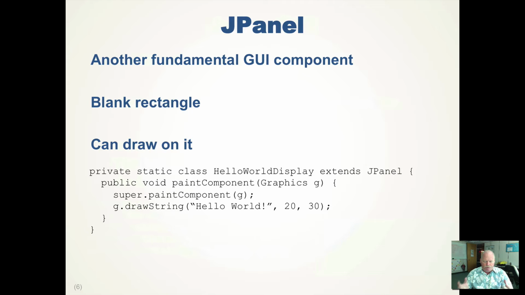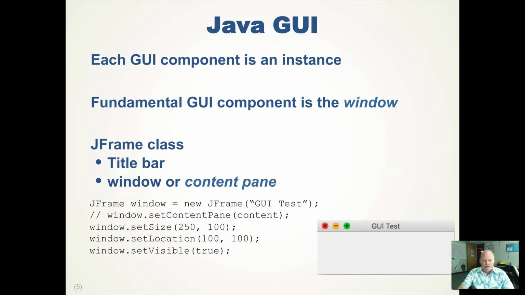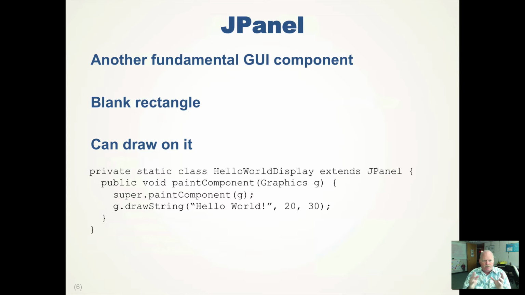The next fundamental GUI component that you'll be using a lot of is the JPanel class. It's also in the javax.swing package. Basically, it represents a blank rectangle. So you can imagine in this JFrame, we would put a panel as the content and then build up more content. So it's a blank rectangle.